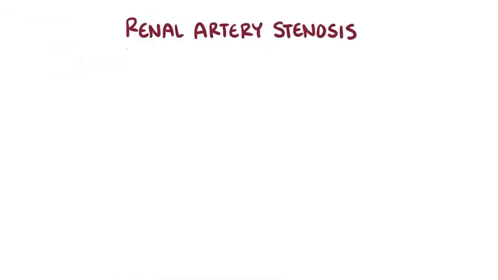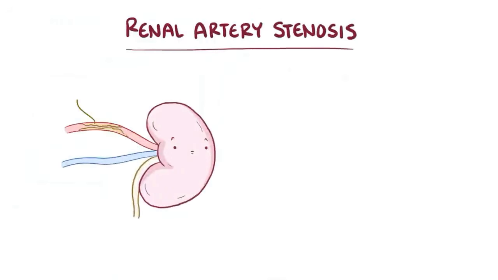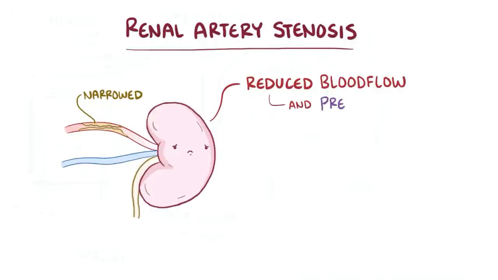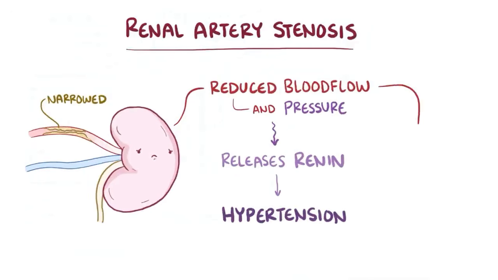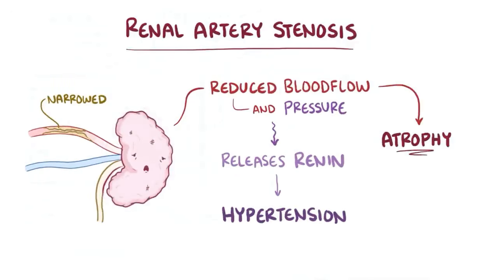Alright, as a quick recap. Renal artery stenosis is where the artery that carries blood to the kidney becomes narrowed, which reduces the amount of blood that the kidney receives as well as the blood pressure. The kidney senses that low blood pressure and responds by releasing the hormone renin, which increases blood pressure, ultimately causing hypertension. Over time, the lack of blood flow can also cause the affected kidney to atrophy.